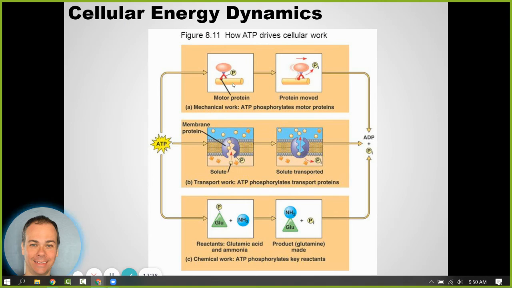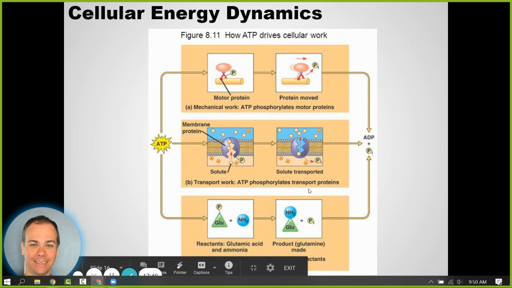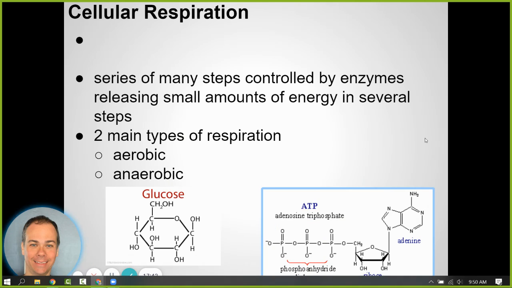And this just shows some of those things. Movement, or pumping molecules, chemical reactions. That's why cells need energy. So the process that actually charges up ATP, that's what cellular respiration is. It takes one of those molecules and gives the energy back to it so the cell can use it.